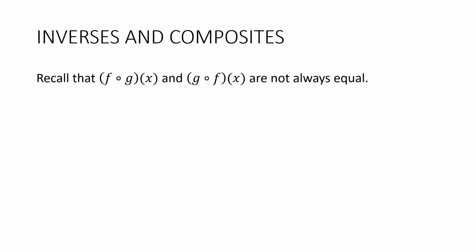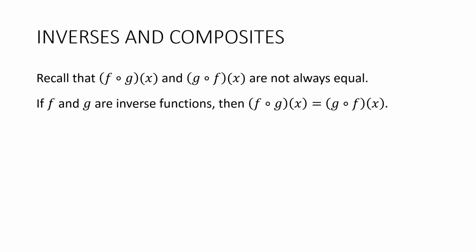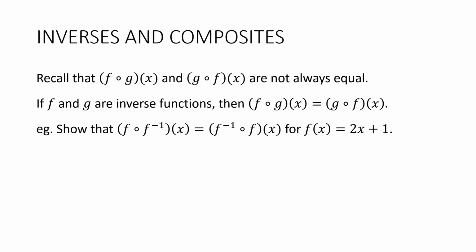So remember that we said that the composite functions f of g of x and g of f of x are not always equal. Well, if f and g are inverse functions, then lo and behold, they are equal. Let's have a look at this. In this example, we want to show that f of inverse f is equal to inverse f of f for this particular function. Before we can do this, I need to find the inverse function. So let's just do that quickly.